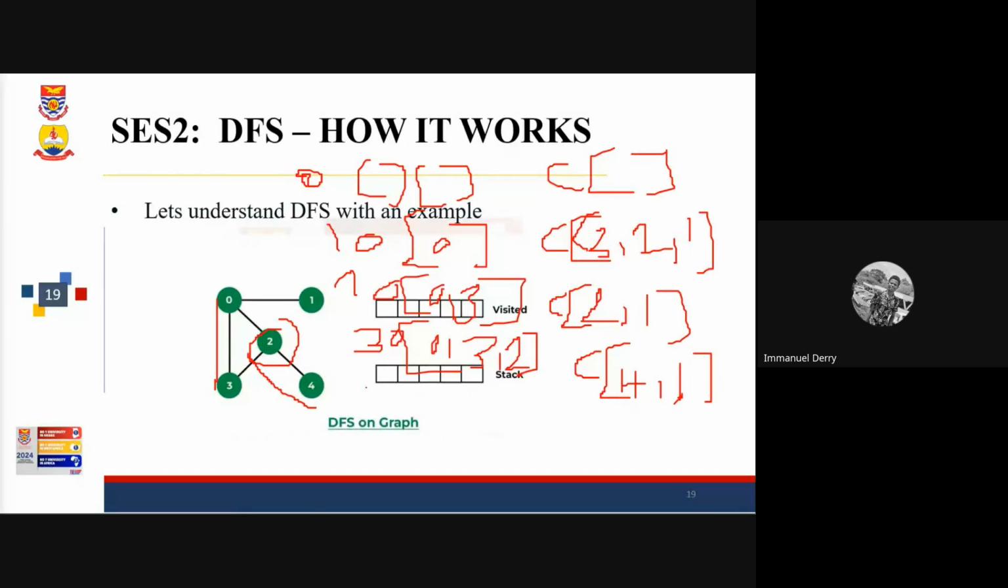And I'll move on to the 4th step, which is 0, 3, 2, and then 4. However, at 4, we don't have any other vertex connecting to it, so we have the close to be 1. And now in the 5th step, we have 0, 3, 2, 4, 1, and then the close is going to be empty.